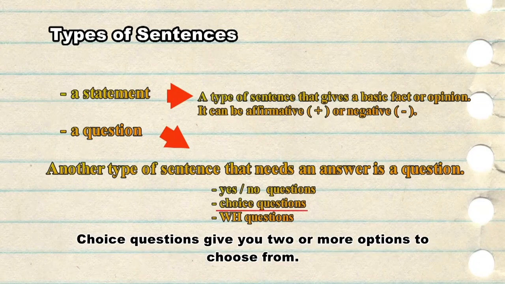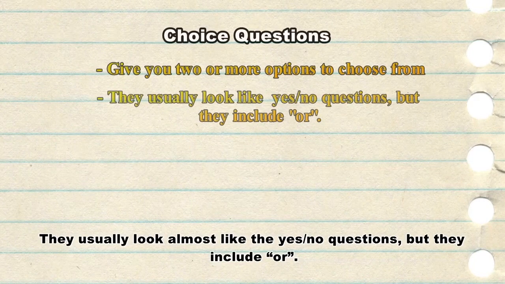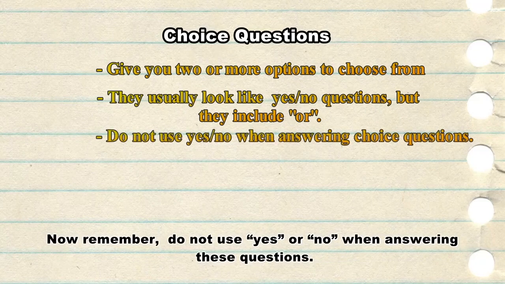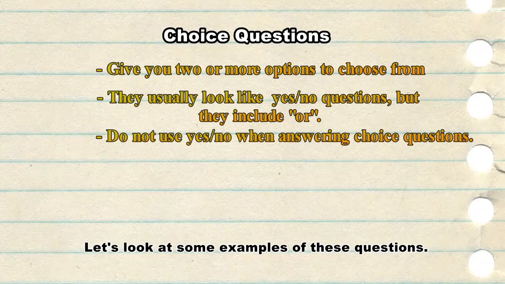Choice questions give you two or more options to choose from. They usually look almost like the yes/no questions, but they include "or." Now remember, do not use yes or no when answering these questions. Let's look at some examples of these questions.